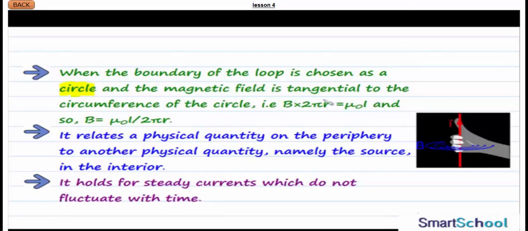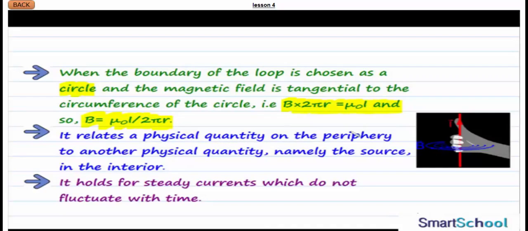When the boundary of the loop is chosen as a circle and the magnetic field is tangential to the circumference of the circle, then B into 2 pi r is equal to mu naught I, or B is equal to mu naught I divided by 2 pi r.